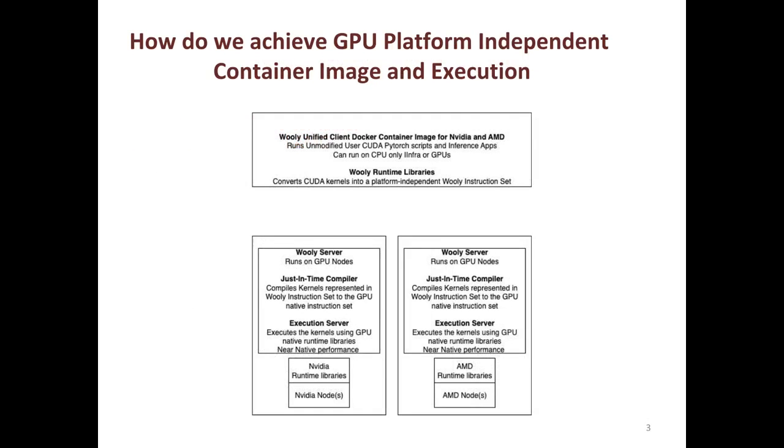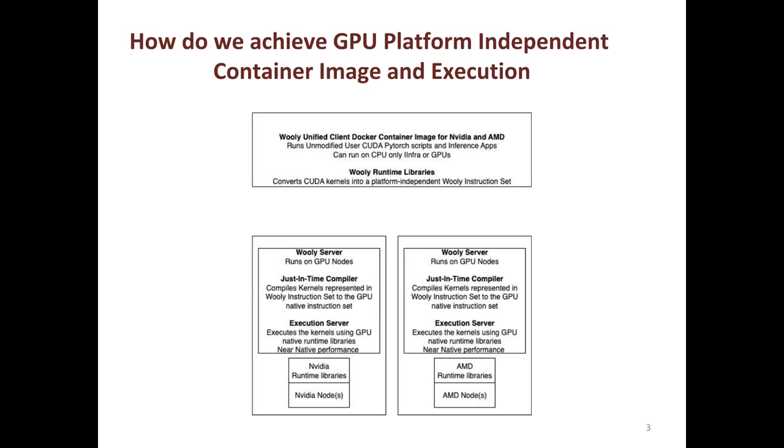With Wooly, you have one Docker machine learning container image and run your unmodified CUDA PyTorch workloads on Nvidia or AMD. The Wooly Docker client container includes PyTorch and other machine learning optimization libraries like Flash Attention, Bits and Bytes, which are compiled with Wooly runtime libraries. Inside this container, Wooly runtime library converts CUDA kernel launches into a Wooly instruction set and sends it to the Wooly server running on the GPU nodes.